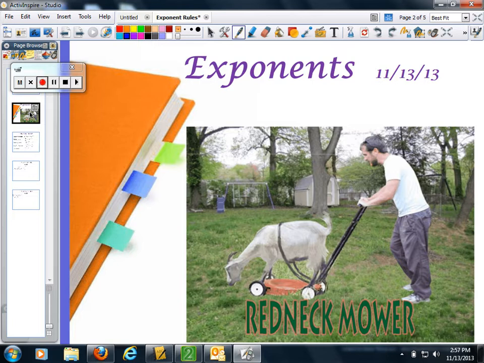Afternoon, guys. Okay, so today we are going to be starting with exponents, and that's going to lead us actually into rational expressions. I kind of thought you guys might like the redneck mower here. And no, I don't believe this really happens in real life, but hey, looks funny.